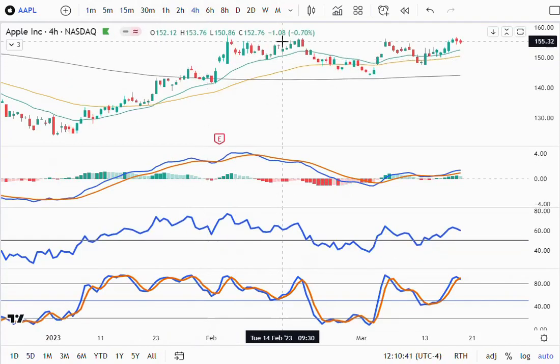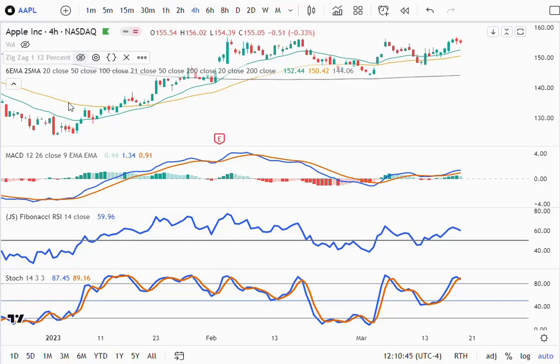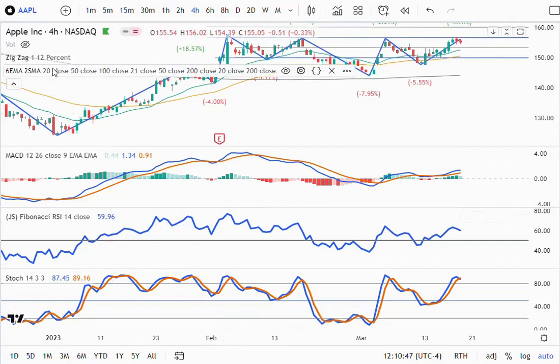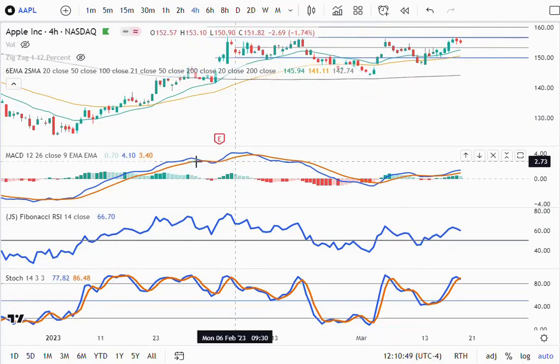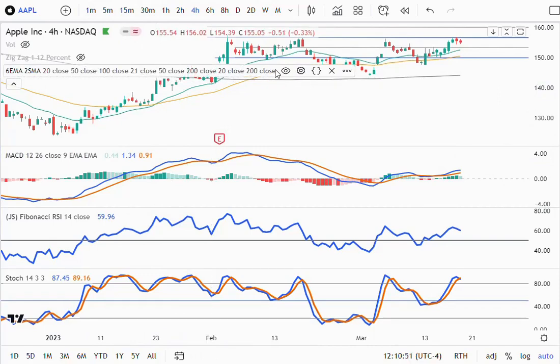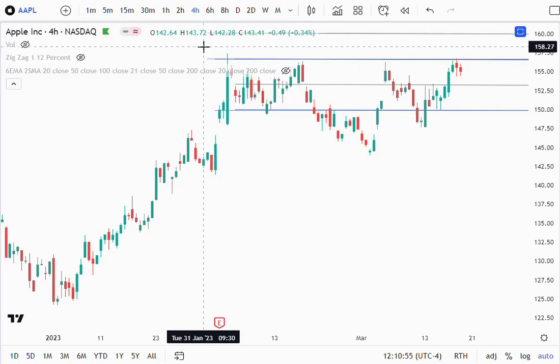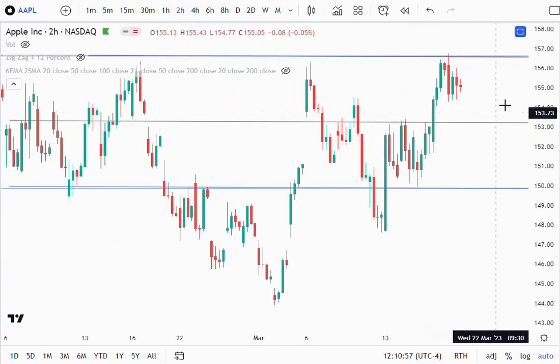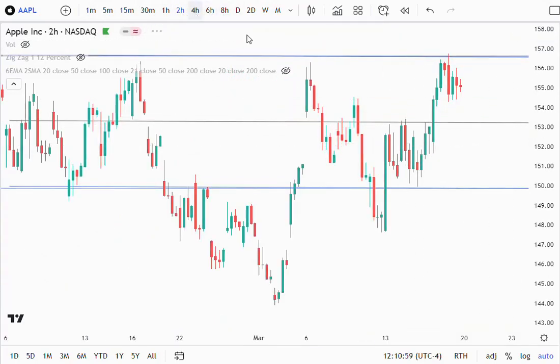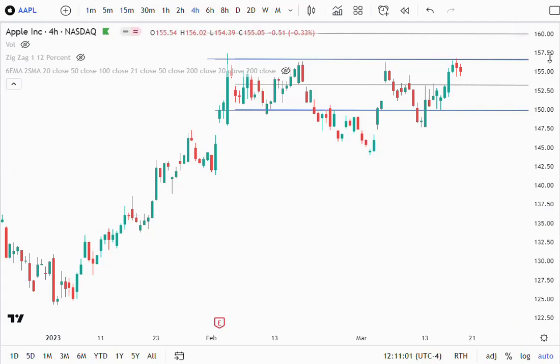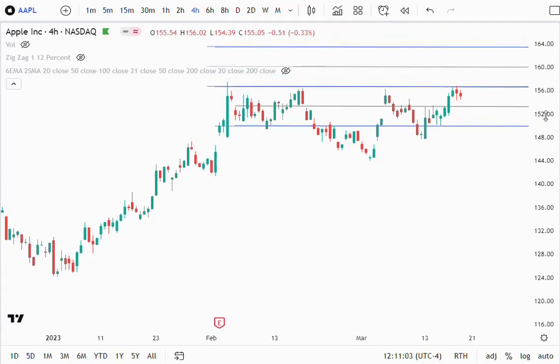I'm just going to get rid of the moving averages and let's look at some horizontal levels that we should be looking out for. Let's look at the 4-hour basis. On a 4-hour basis, what you will see is that this area is very important.